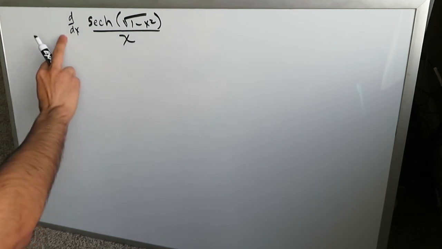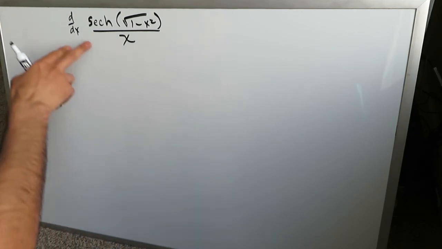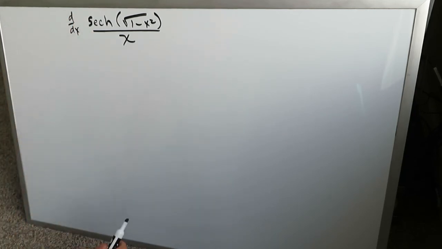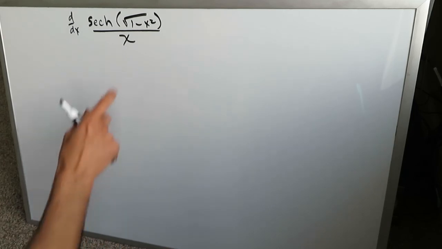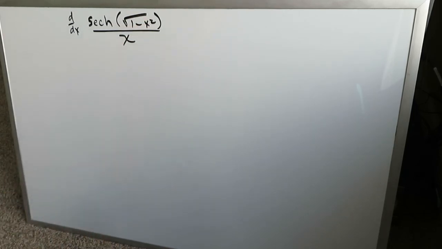So this right here serves as our very last question. We have a rational function over here, so we know we are bound to do the quotient rule, but we also have a composite function over here, so we will be bound to do the chain rule as well. When it kicks in, we'll do the chain rule. So let's proceed over here.